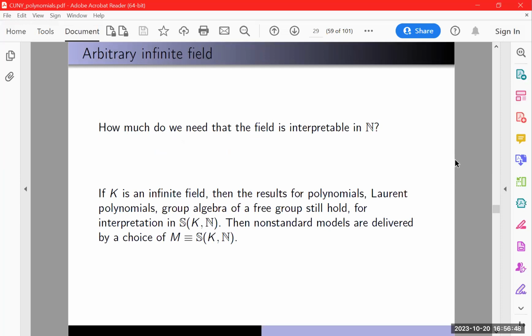So again, what happens if you want to pick a different field, say like R or C or something that's not interpretable in natural numbers? Well, everything still works. It's just that our interpretations stop at the least superstructure of the field, and we don't descend further to interpret N, we just stop there. And then these non-standard models are produced by a choice of structure that's elementarily equivalent to this superstructure.